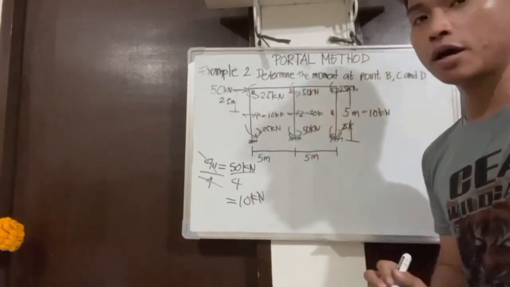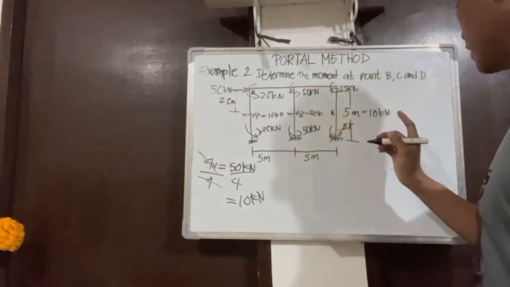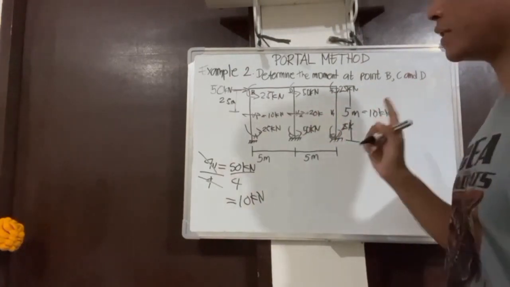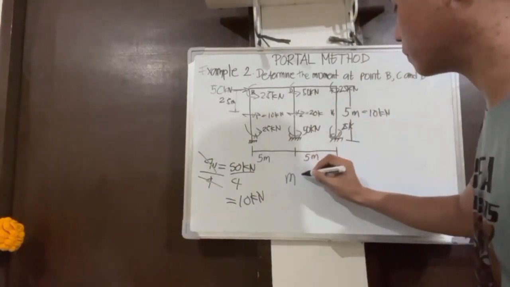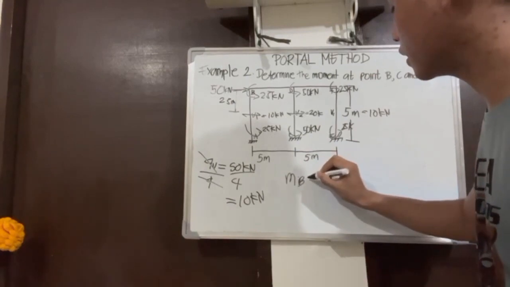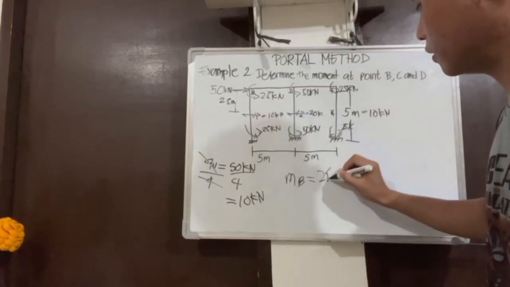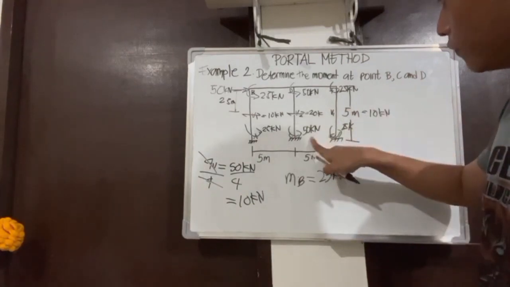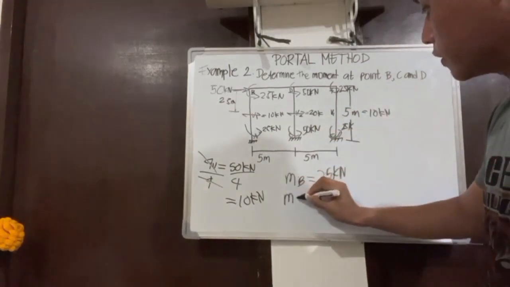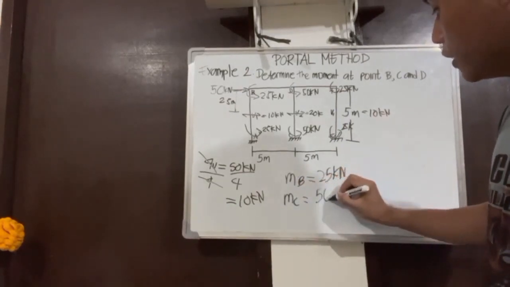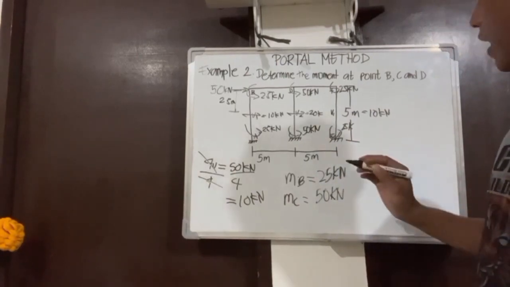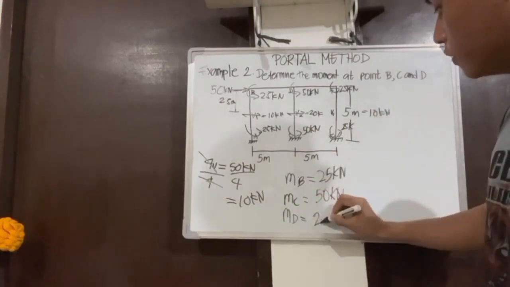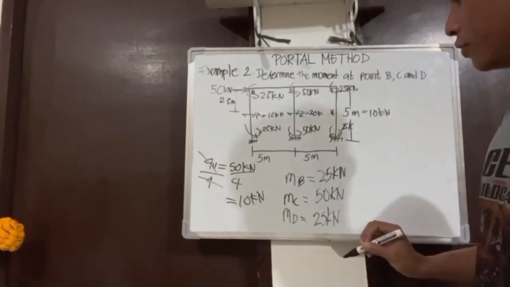So unsa gipangita sa atong example, determine the moment at point B, C, and D lang. So na naman tayo mga value tanan. So ang ato lang ang gipangita raman niya is B, C, and D. So ang moment B is equals to 25 kilonewton. Ang atong moment C at point C is, we have here the double shear. Moment C is equals to 50 kN. Ang last nga gipangita is moment D, which is naa diri ang nakuha nato is 25 kilonewton. And that's all. Thank you.